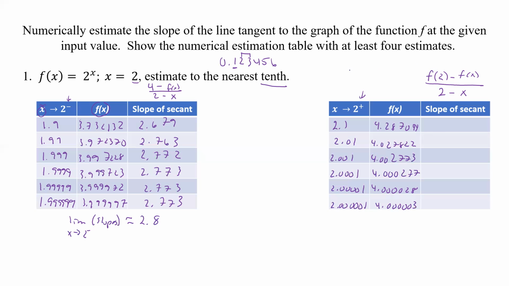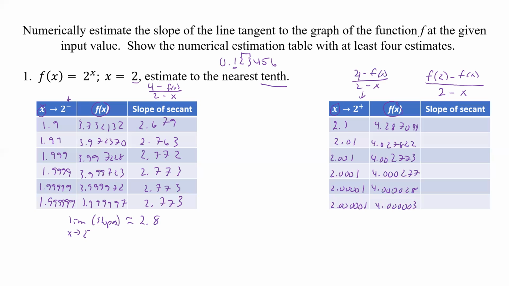here, f of 2. Well, that's going to be the 4 minus f of x over 2 minus x. And again, we're just using this f of x and these x values. And so when we plug that in, we're going to get a number that's pretty long. So let's try the first one. We'll get 4 minus 4.287094 divided by our 2 minus 1.9, or 2.1, sorry, we're on 2.1 now, 2.1.